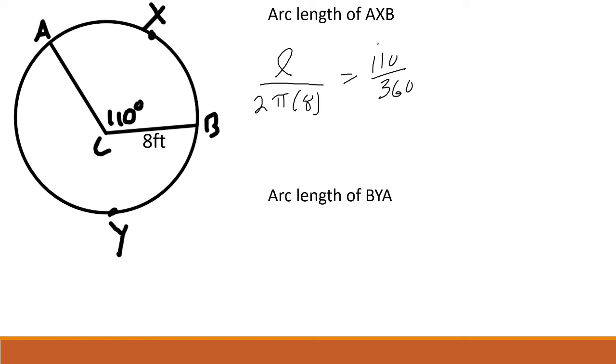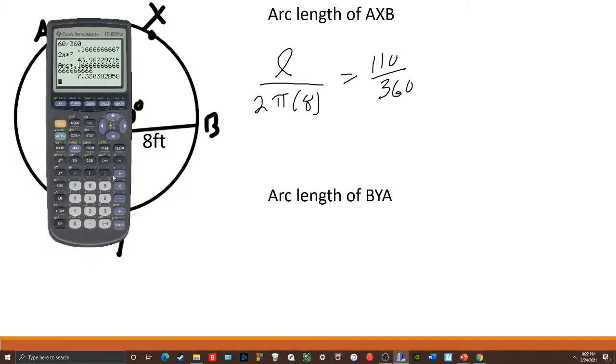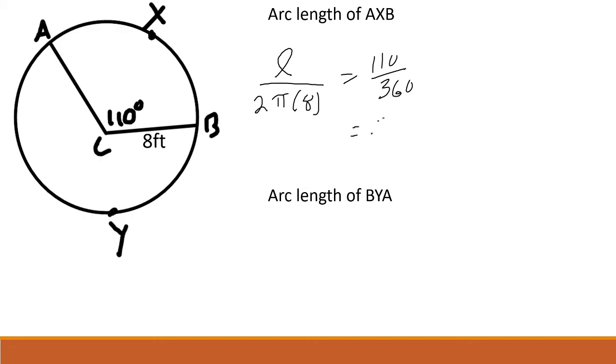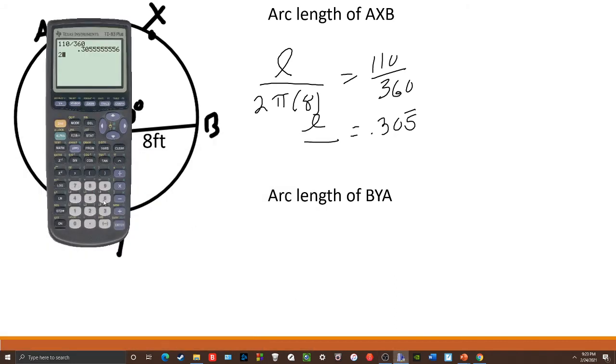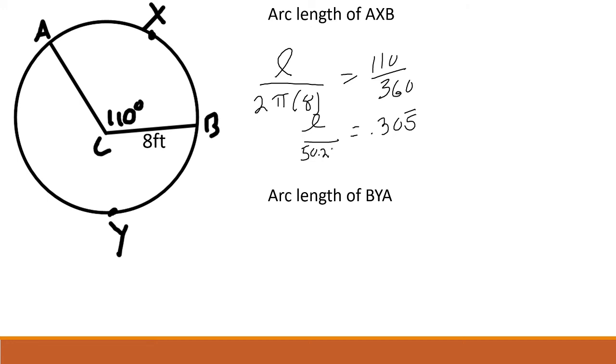So first thing I would do is figure out, well actually you can type this all in at once here. I'll show you how to do it all at once in your calculator just because there's going to be a lot of decimals floating around that I don't want to bother rewriting. So 110 out of 360 is 0.305 repeating. Actually, I will write it out. 0.305 repeating is equal to L over, let's figure out what this down here is, 2 pi 8. So 2 times pi times 8 is 50.265.